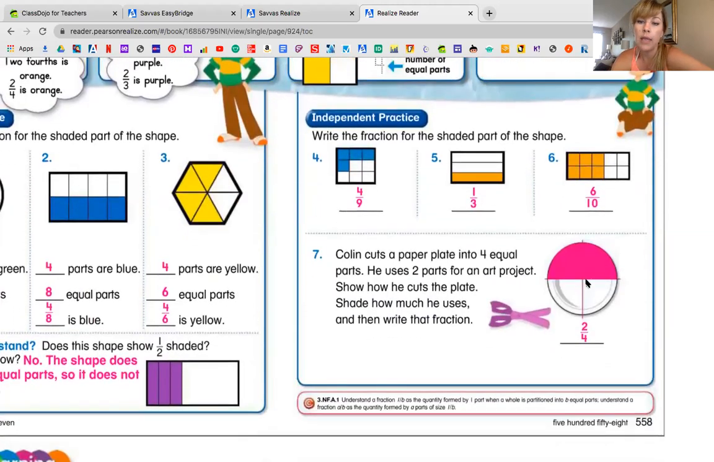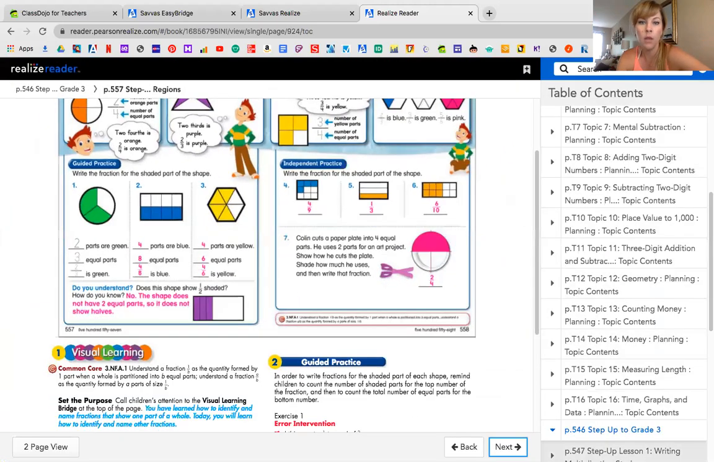Colin cuts a paper plate into 4 equal parts. There's 4 pieces. He uses 2 parts for an art project. Show how he cuts the plate and shade how much he uses and then write the fraction. So here's your plate. It should have been broken into 4. So of the 4, you should have colored in 2. So in this case, they colored in 2 parts right here. So 2 of the 4 pieces are pink, okay? That is it for that one.